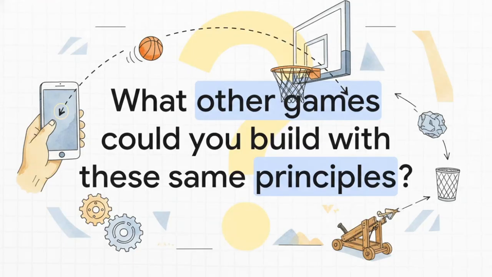So there you have it. We've gone from a simple swipe to a perfect swish. But here's the thing. These ideas, capturing an input, turning it into force, predicting a trajectory, they're not just for basketball games. They are the fundamental building blocks for tons of other mechanics. Think about it. Angry Birds, paper toss games, catapults. It's all the same core idea. The only question is, what would you build with it?